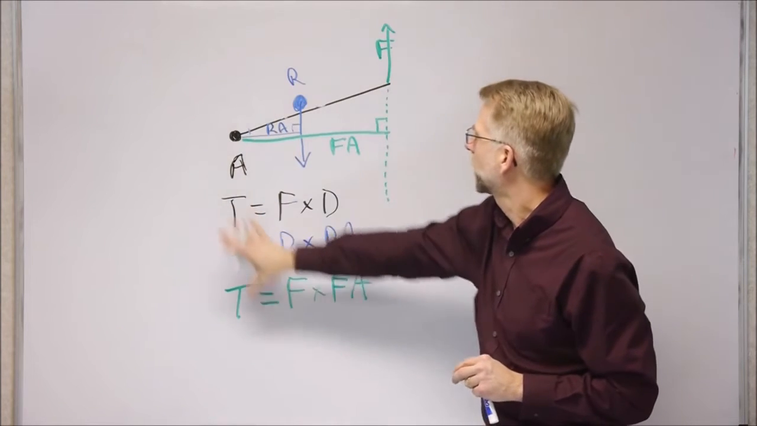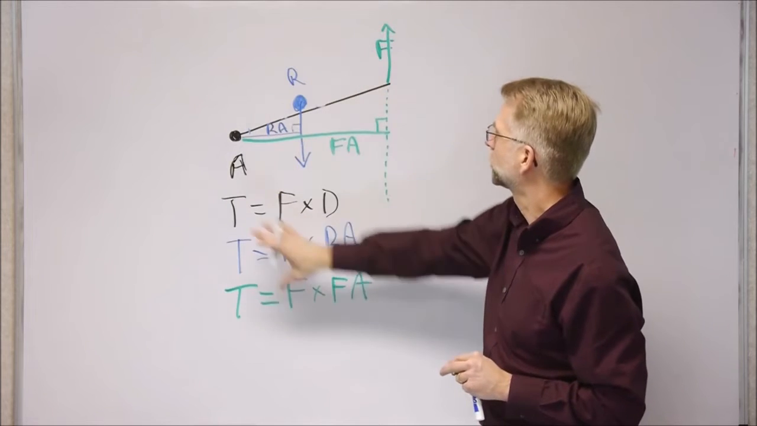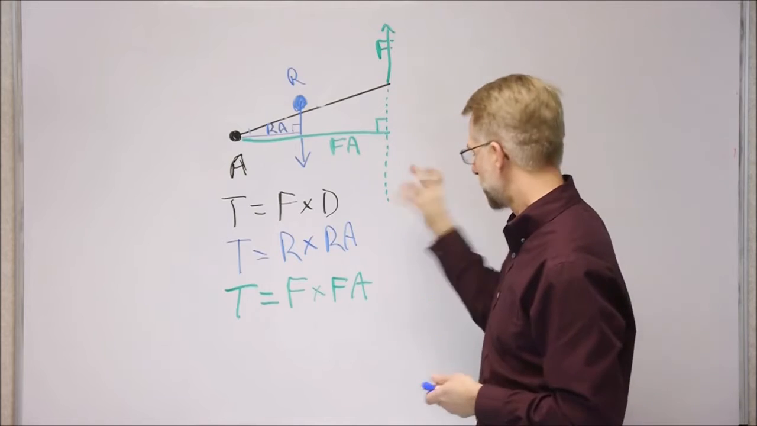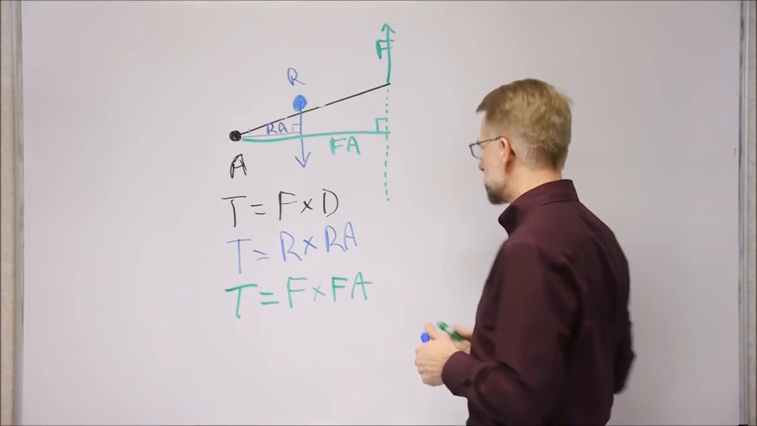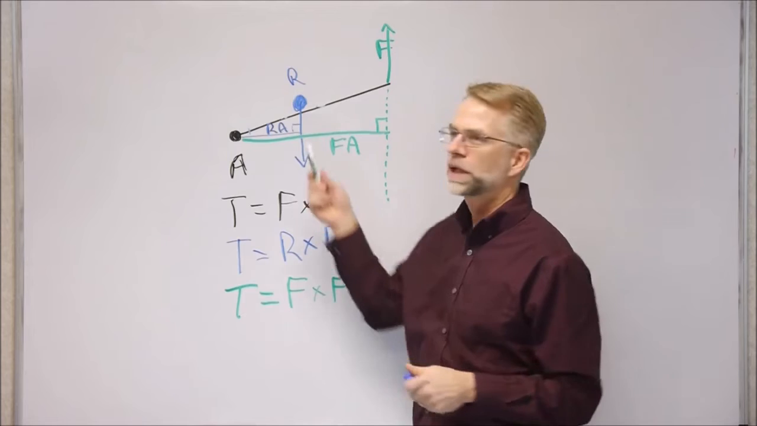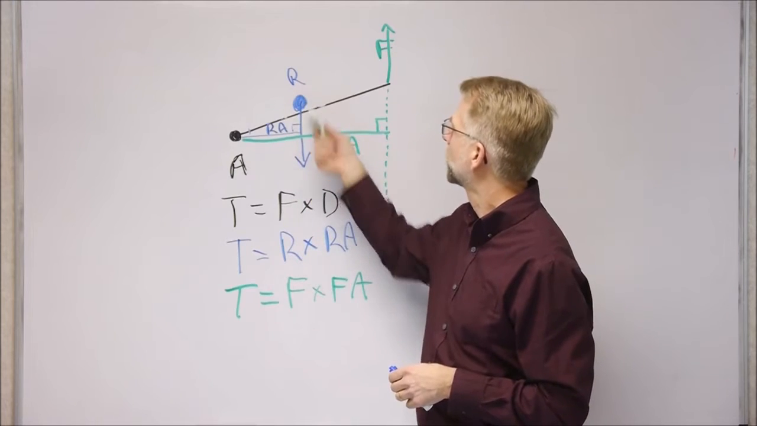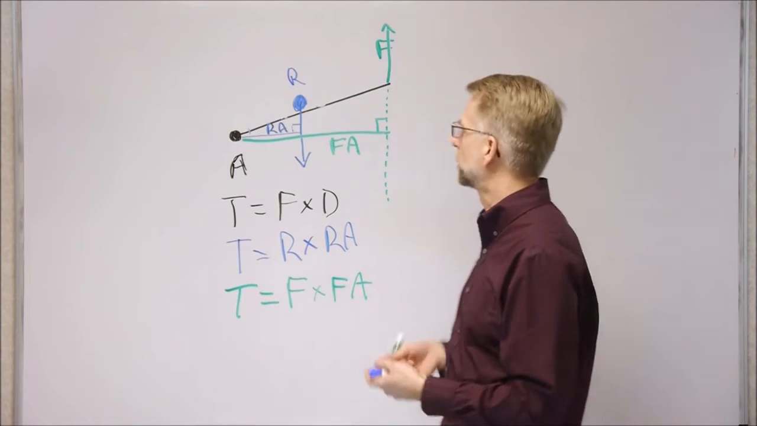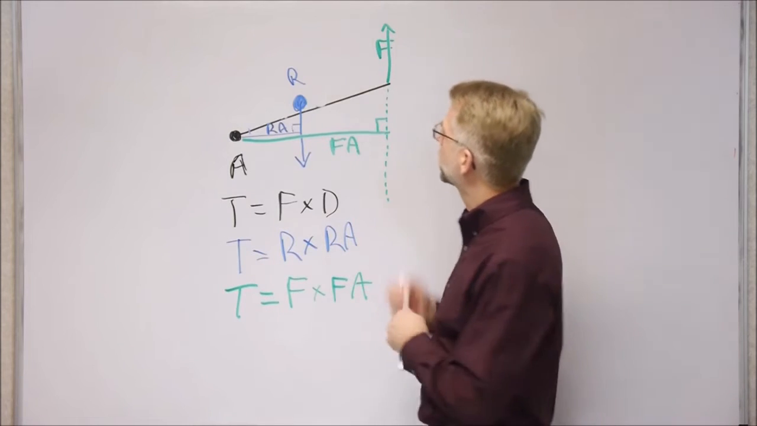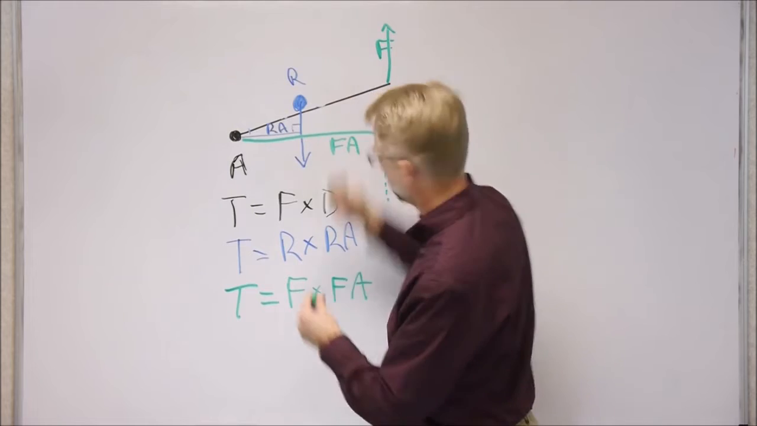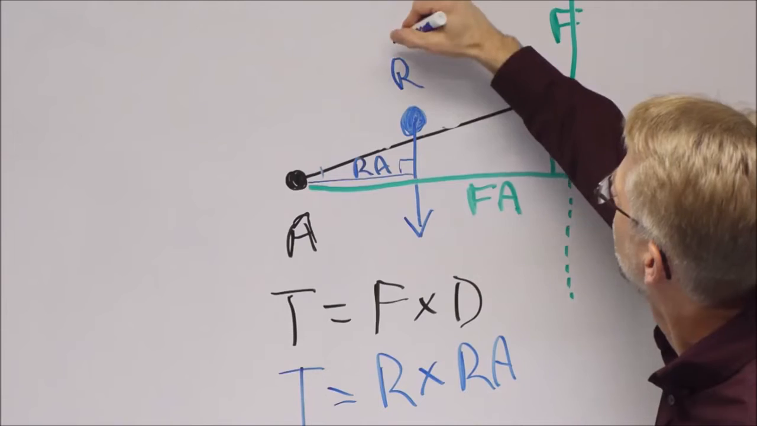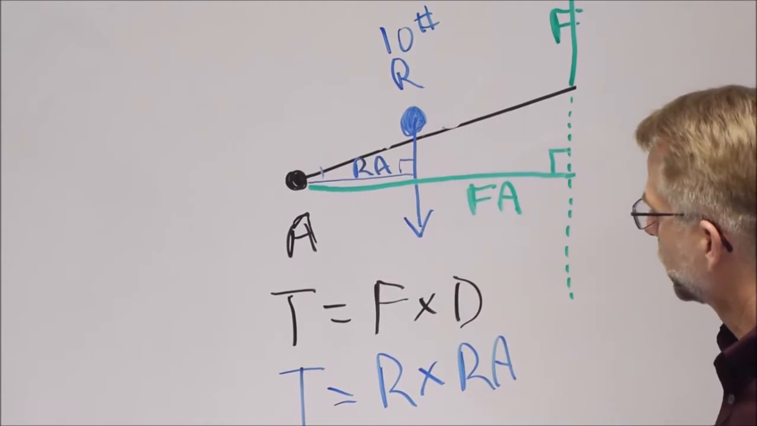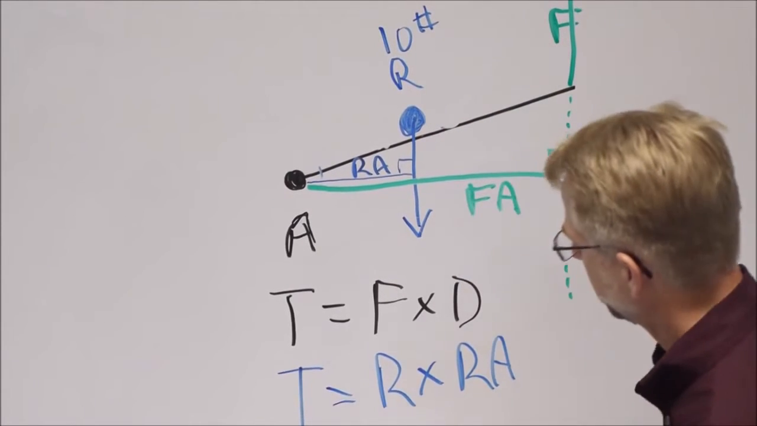So that is kind of how we applied the formula for torque to this particular lever system. Now let's add some numbers to this just to see how this works. Let's say for our resistance here, in our wheelbarrow we have a sack of sand or something that we're moving, and that's going to weigh 10 pounds. Okay, so that's our resistance. We can plug that in right here.